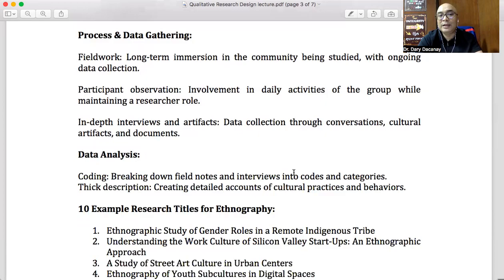Now, what would be the data analysis? Usually, you do coding. You break down the field notes and interviews into codes and categories, and there would be thick description, so creating detailed accounts of the cultural practices and behaviors, para rin siyang thematic analysis. Now you do coding, you categorize, and you do the thick description after the actual categorization.